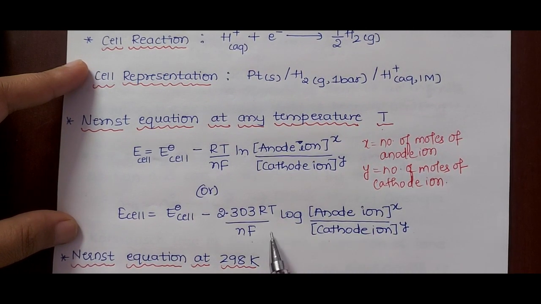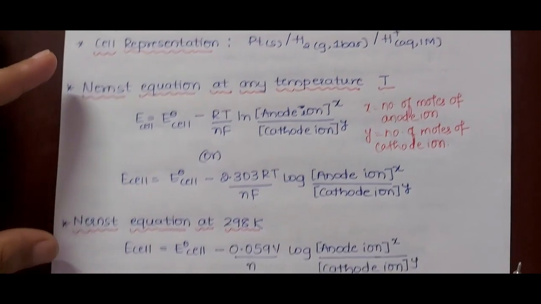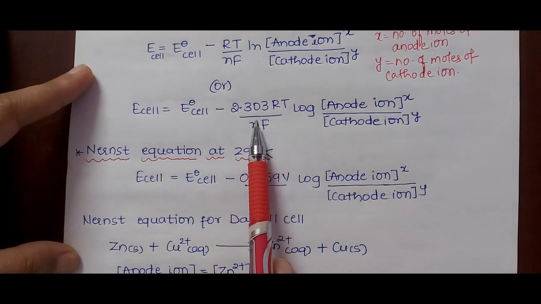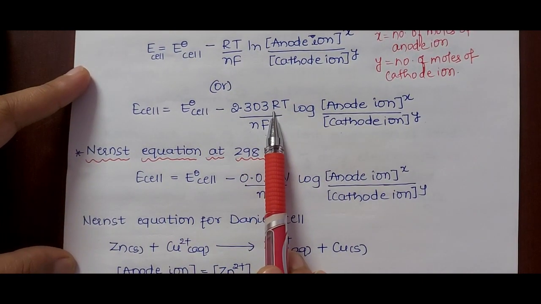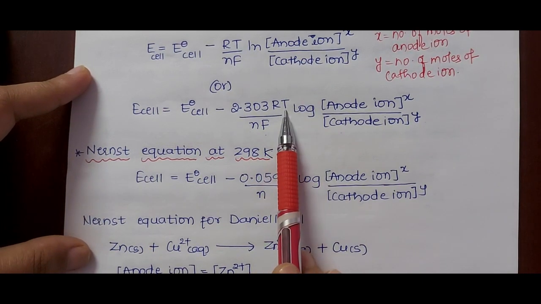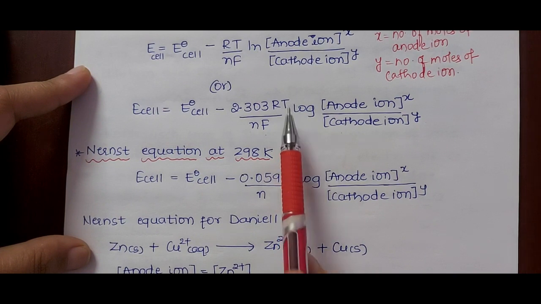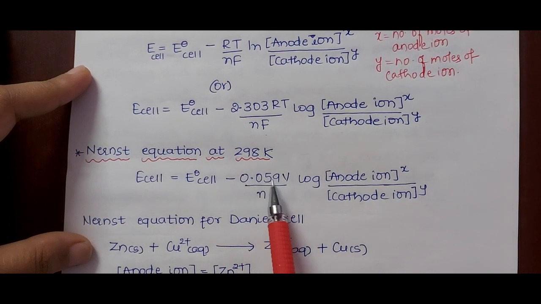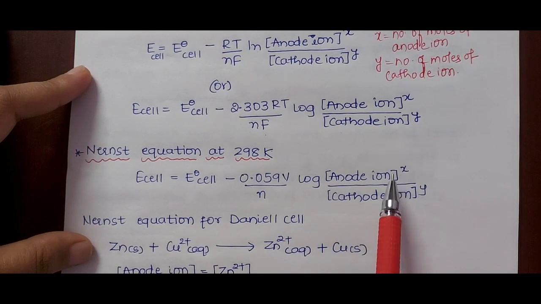The same equation, if the temperature is 298 Kelvin, we can calculate it as E cell equal to E naught cell. In the above equation, if you substitute the value of R as 8.314 joule per Kelvin per mole, T as 298 Kelvin, and F value as 96,500, you get the approximate value as 0.059 volt, divided by n, log of anode ion to the power x divided by cathode ion to the power y.